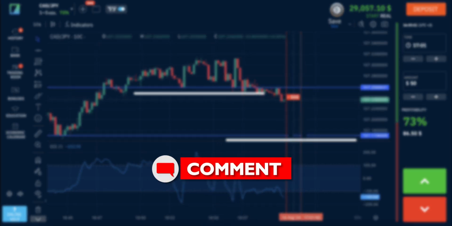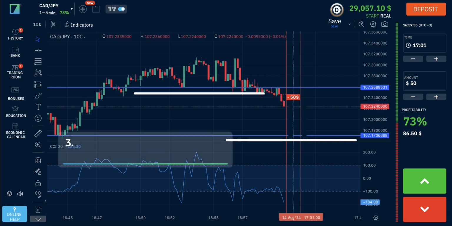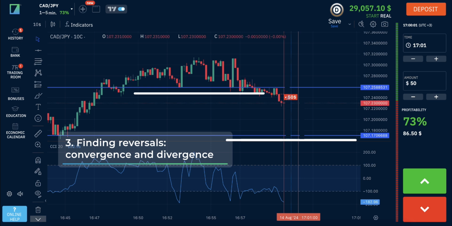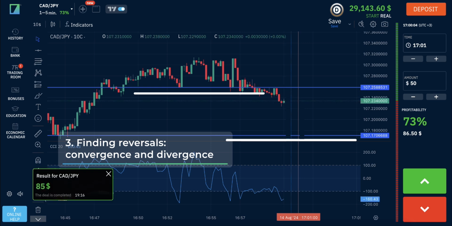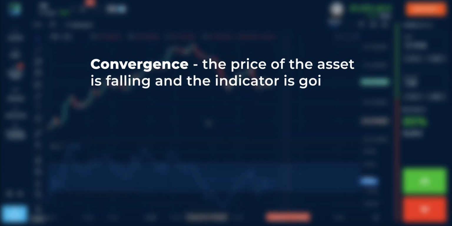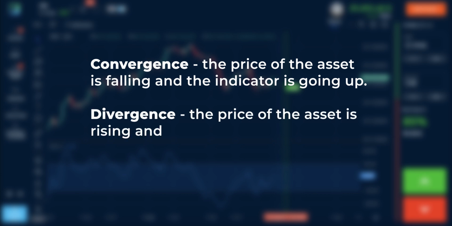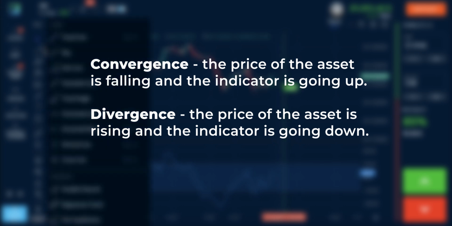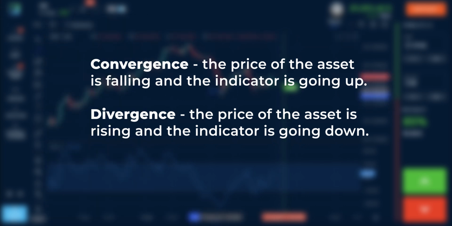The third way to use CCI signals in trading is to search for reversals through divergences between the price of the asset and the indicator's value, known as convergence and divergence. Convergence occurs when the price of the asset continues to fall, reaching a new low, while the indicator begins to rise. Convergence signals a weakening downtrend and a potential upward reversal. Divergence is when the price chart continues to rise and reaches a new high, but the indicator falls and shows lower highs. This may indicate a possible downward reversal.